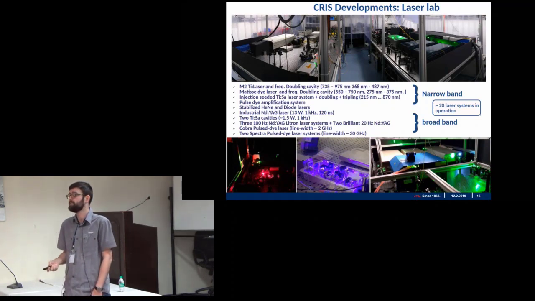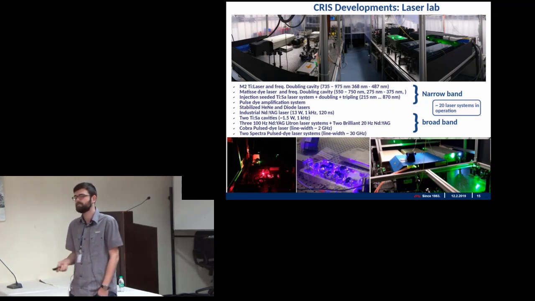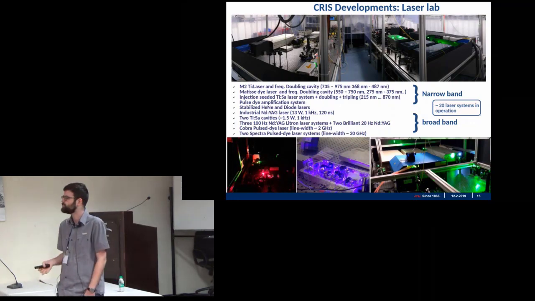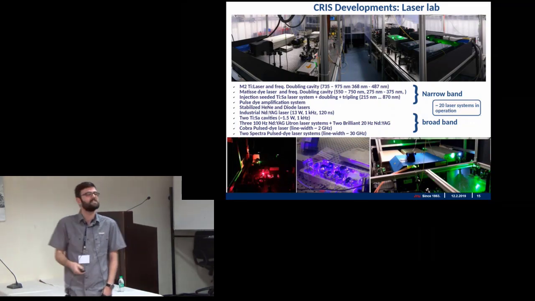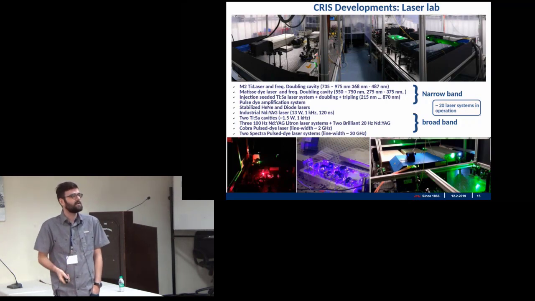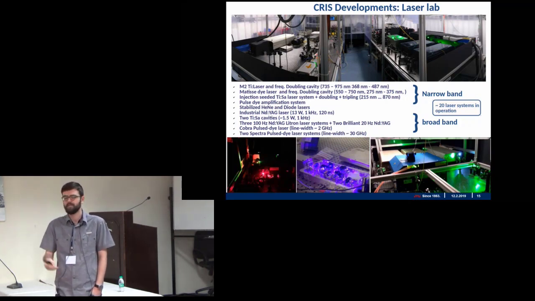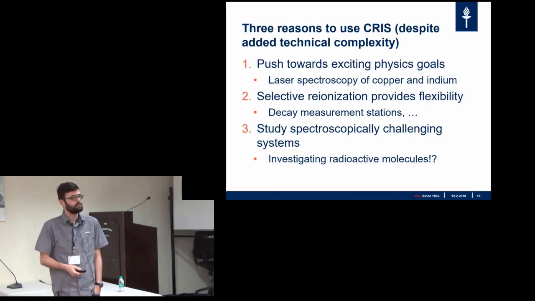We currently have 20 laser systems in operation. That's a bit of an exaggeration. This includes the equivalent of laser pointers as well, so it's not that bad. But nevertheless, we have quite a big array of different complementary laser systems, and this absorbs quite a bit of time and also quite a bit of money, of course.